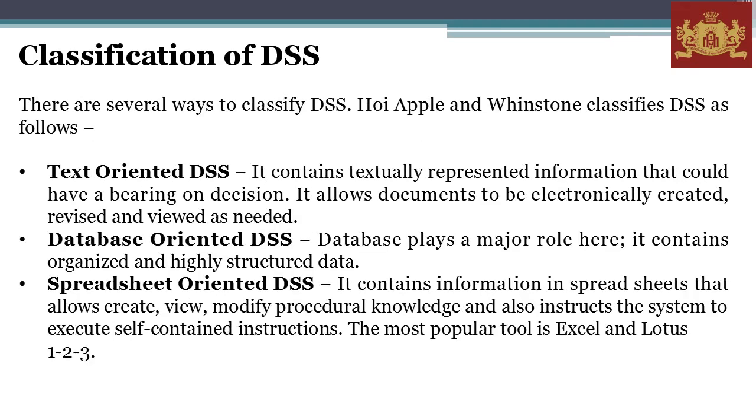There are several ways to classify DSS. Hoy, Apple and Winston classify DSS as follows. Text-oriented DSS: it contains textually represented information that could have a bearing on decision. It allows documents to be electronically created, revised and viewed as needed.